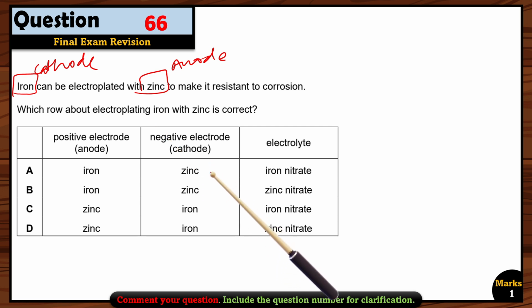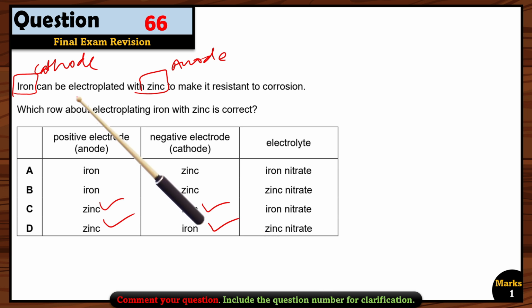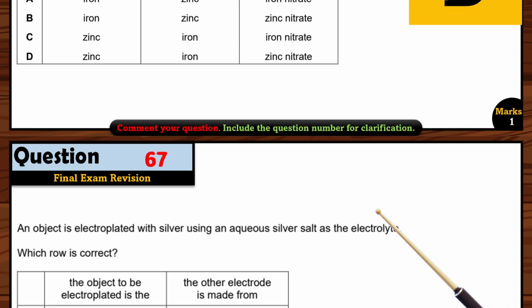So zinc should be at the anode. Yes. And iron should be at the cathode. Yes, they are right. So now we have to use which solution, which electrolyte? Of course, zinc electrolyte. So zinc nitrate is the right option. Option D is the correct option.